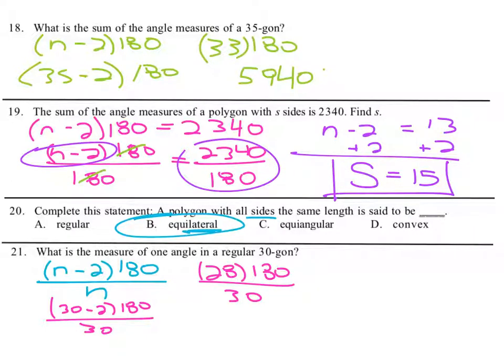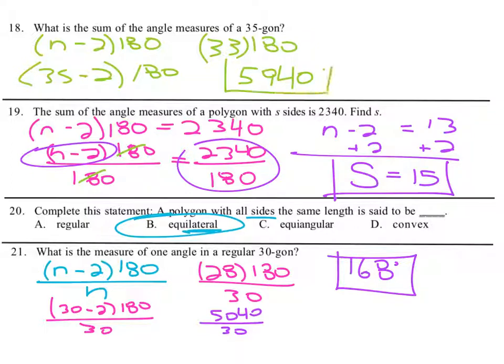Let me choose another color just for contrast. That works out to be 5,040, and you've got to divide that by 30. And when you do divide that by 30, you get 168. 168 what? Well, they're asking about the measure of one angle, so 168 degrees. Yep. And I should just box the one up top as well. So there you go. Hope that was helpful.